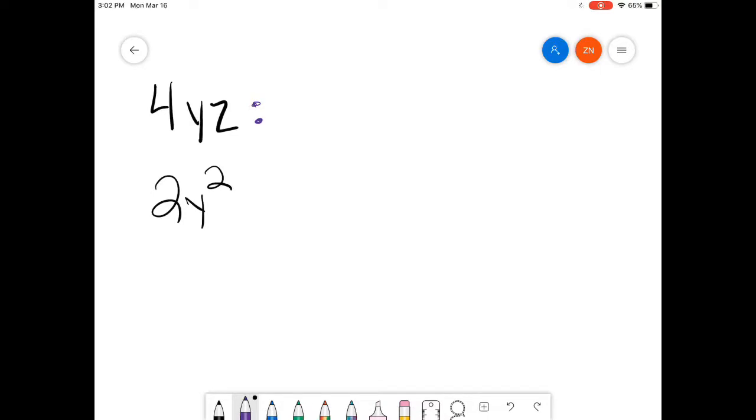4yz, I'm first going to take a look at the coefficient 4. How can I break apart 4? Well, it goes into 1, 2, and 4. Since this bottom number has 2, I'm probably going to use the number 2 to break apart 4 because they have that number in common. So how do I make 4 out of 2? That would be 2 times 2.